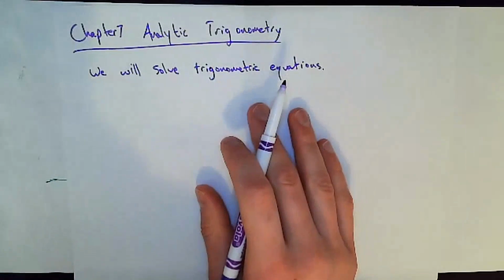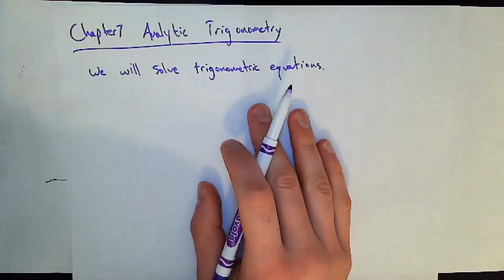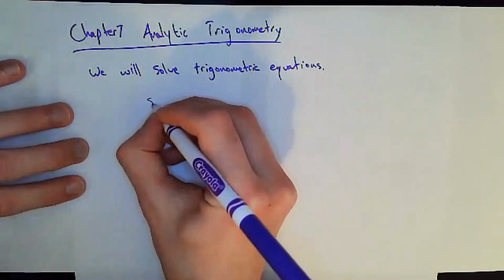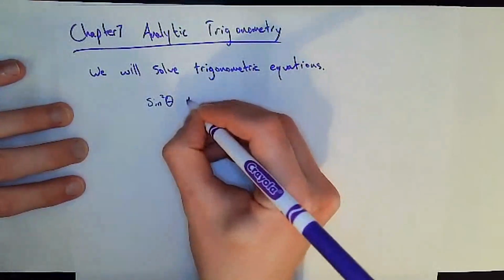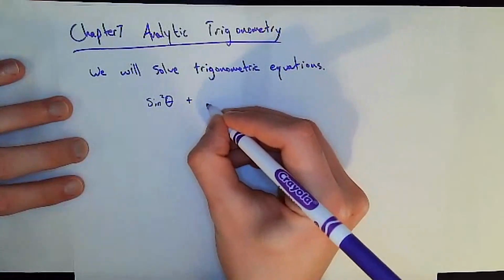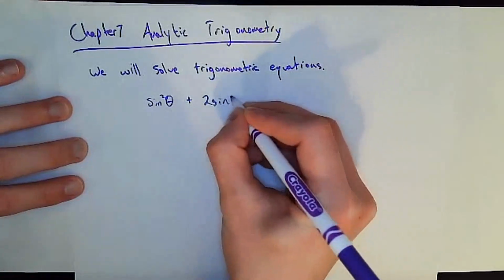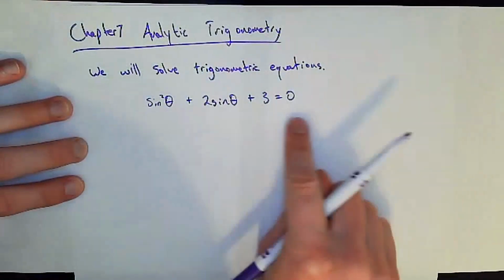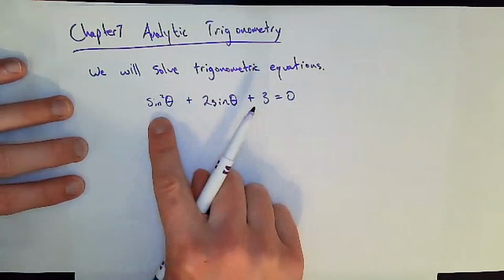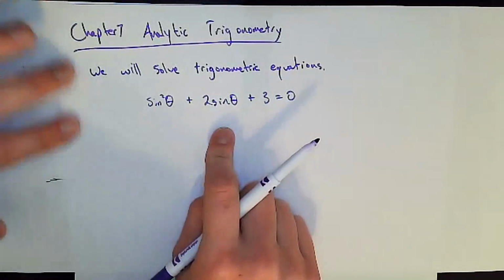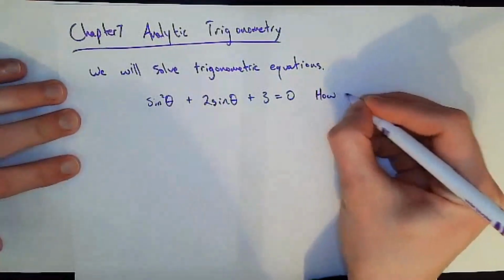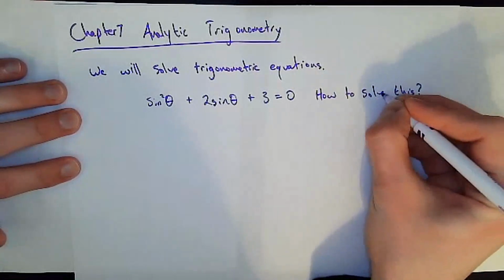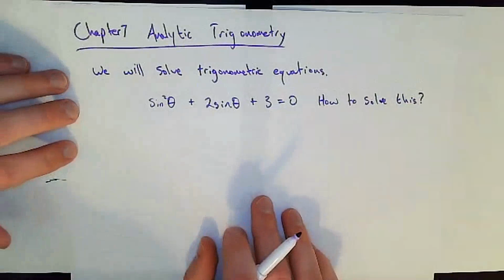So equations that instead of like x squared plus x plus 2 equals 0, we're going to solve things like sine squared plus maybe like 2 sine theta plus 3, something like that, equals 0. So some equation that involves trig functions. That's going to be the goal of this chapter. How to solve, right? So we're going to take some baby steps to get there.